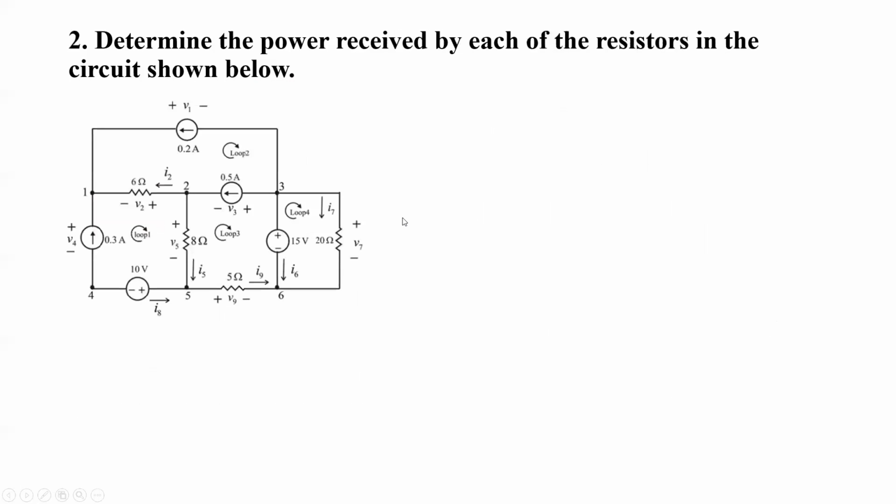Now let's move to our second problem. In this problem, we've been asked to determine the power received by each of the resistors in the circuit. Here we have 4 resistors: a 6 ohm resistor, 8 ohm resistor, 5 ohm resistor, and 20 ohm resistor.